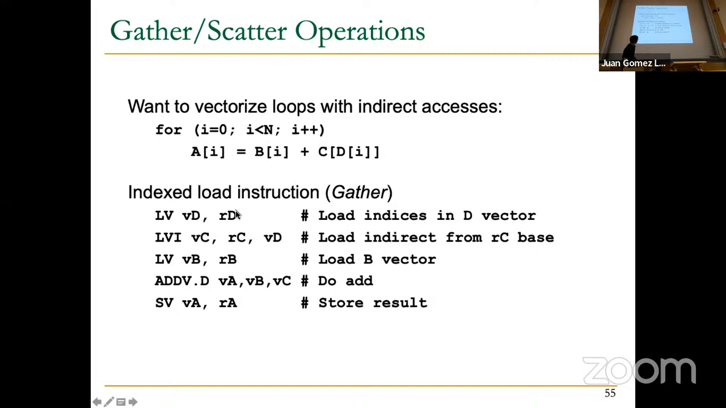So the SIMD processor could access array D in a regular manner, just in order to load the indices in the D vector, in this VD here. Then, using VD and using RC that contains the initial address of array C, we perform a calculation to obtain the memory address and then perform the accesses to this array C and store the values in vector C. And we need to do this using this indirect load. You are already familiar with indirect loads because you have studied them with the MIPS instruction set.